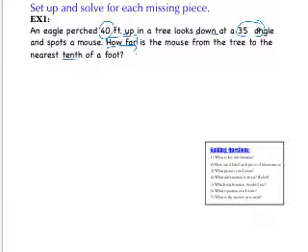Alright, so what is key information I picked up? How can I label each piece of information? So I know that 40 feet up, that's a vertical distance. I know if I'm looking down, that's an angle of depression. And then how far is the mouse from the tree? I'm looking for the horizontal distance.